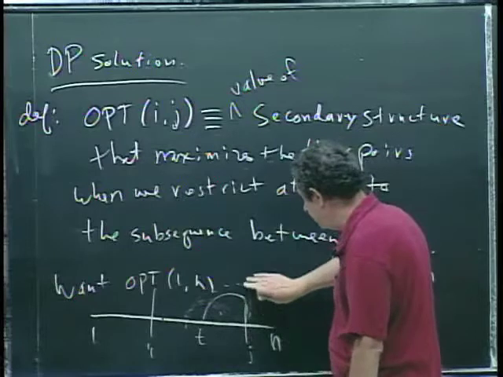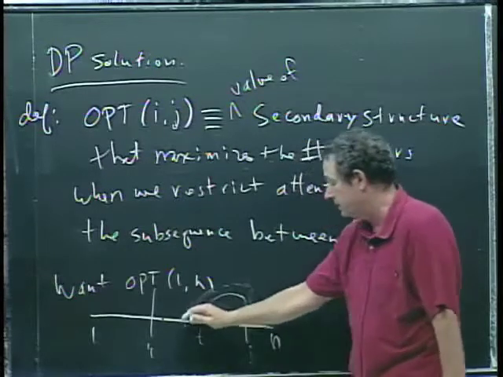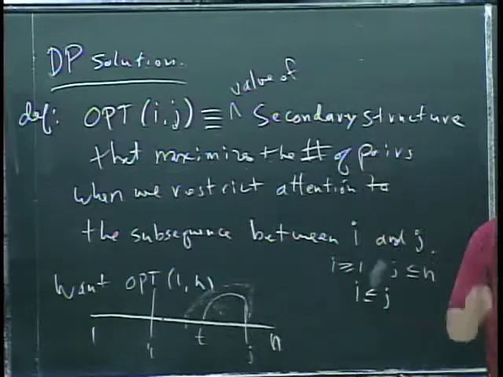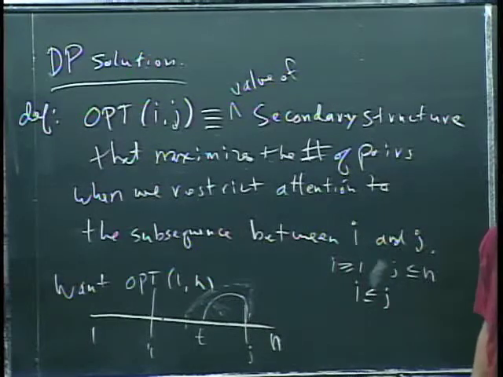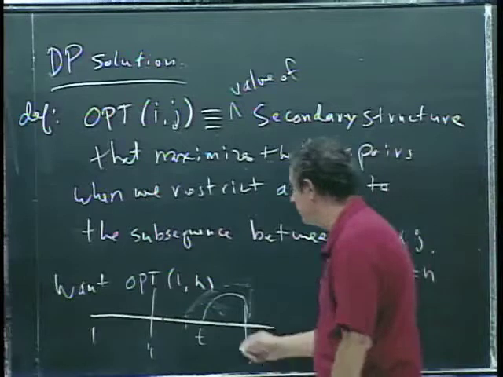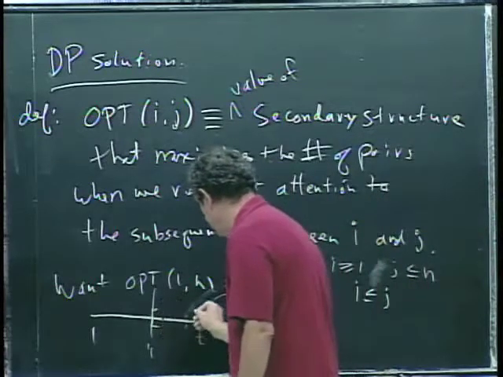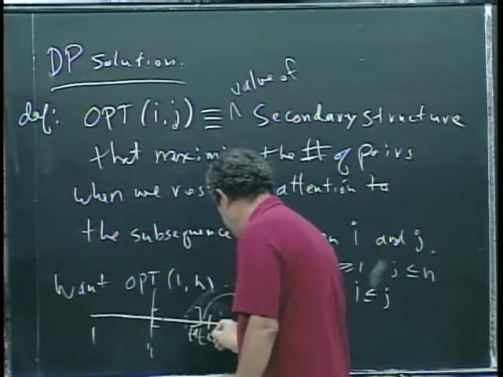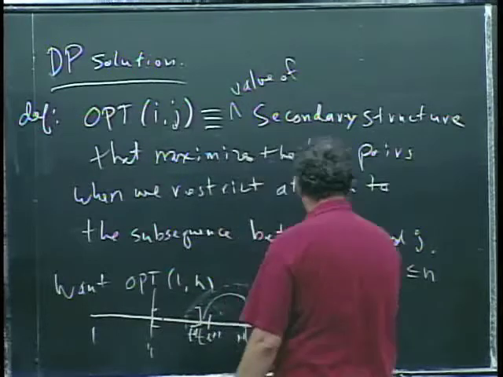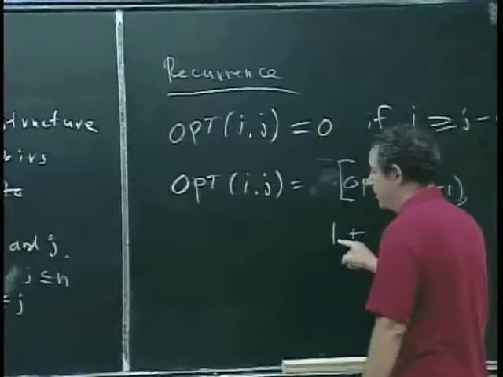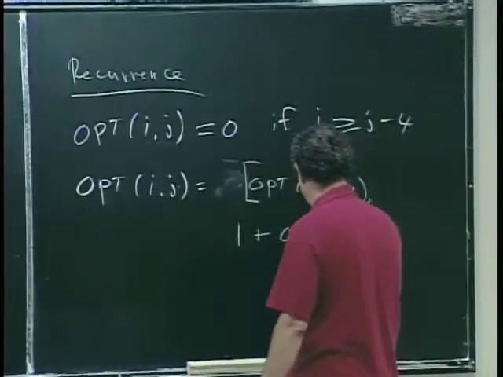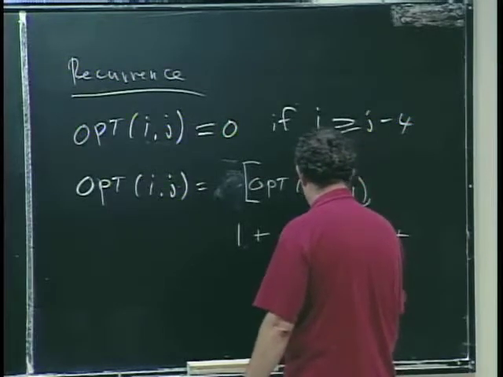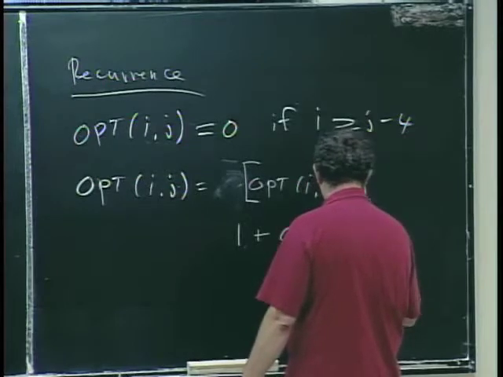So if j is going to pair with t, what else can we say about the rest of the secondary structure? Anything between i and t minus 1 would be okay, so we can put in opt. Right, so something in here, and also anything between t plus 1 and j minus 1. So it's 1 for the j through t pair, then we have opt of i through t minus 1 plus opt of t plus 1 through j minus 1.